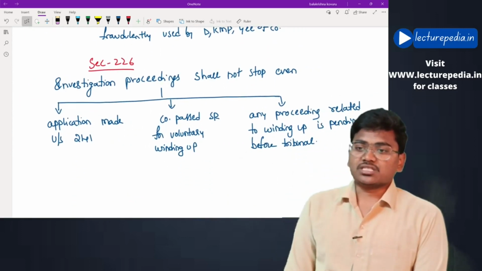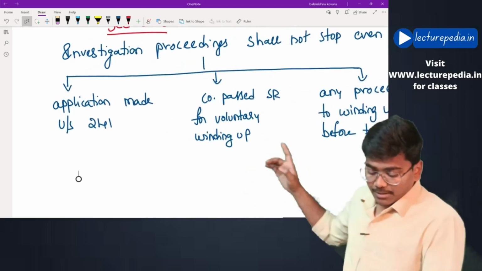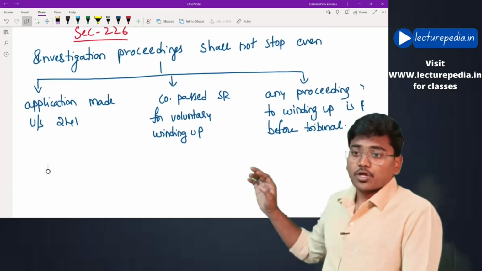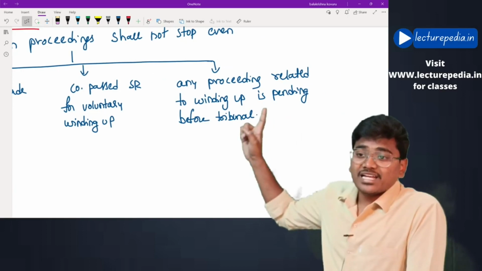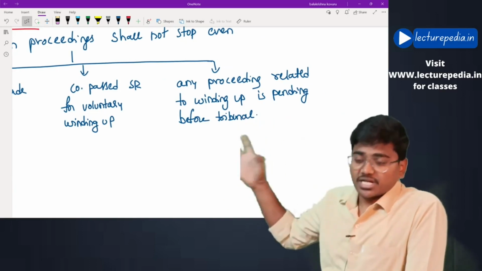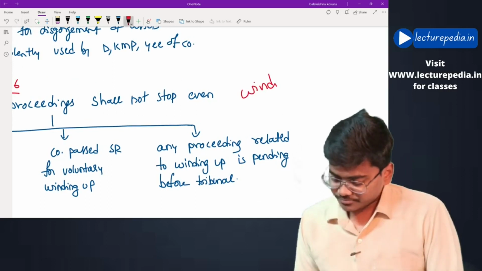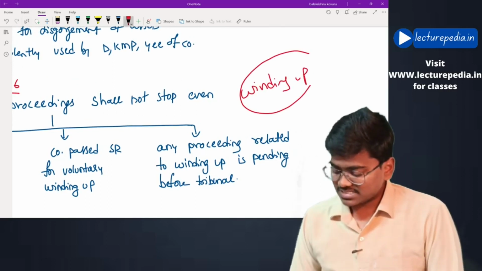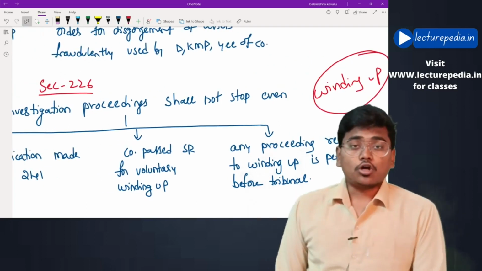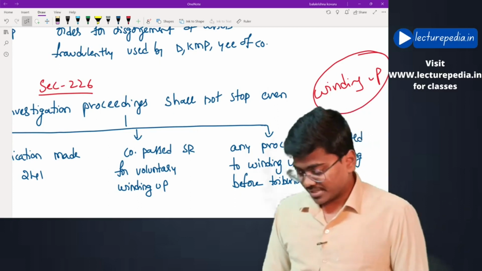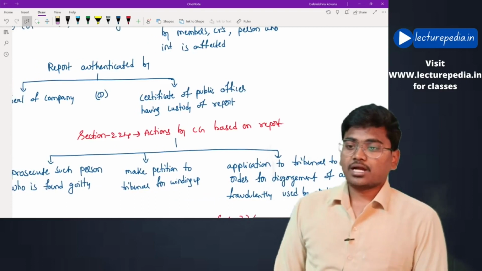Section number 226, investigation proceedings shall not stop even if an application was made under section 241, or the company passed a special resolution for voluntary winding up, or any proceedings relating to winding up are pending before the tribunal. See, even though winding up is going on against the company, the proceedings relating to investigation will not stop. Hope this is clear. By this, revision of inspection, inquiry, investigation is completed.